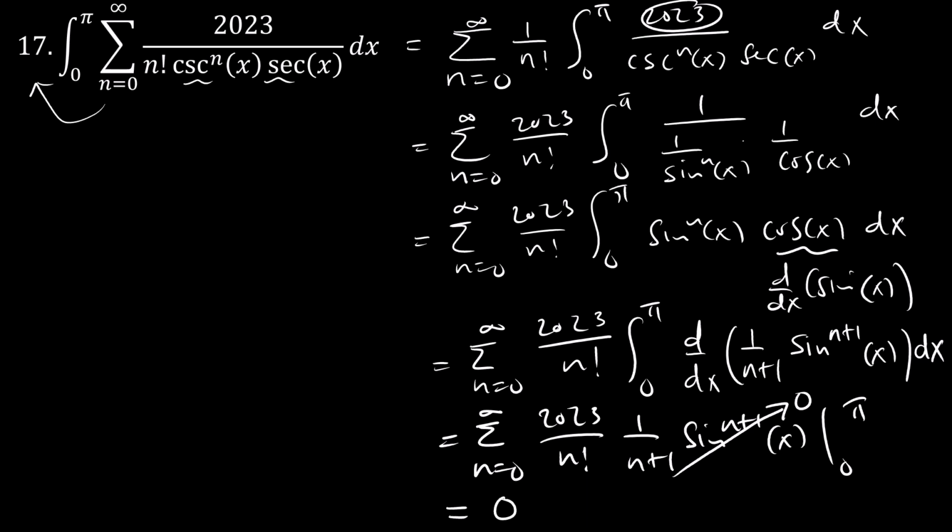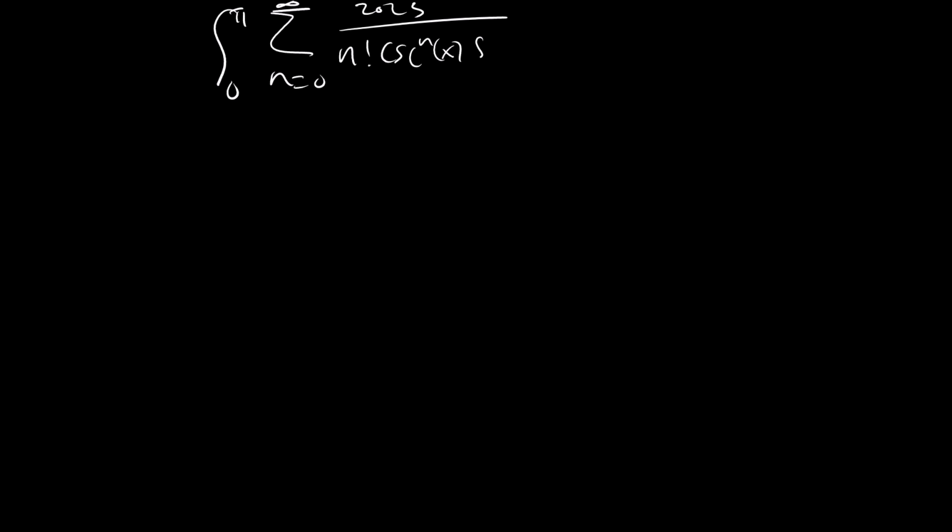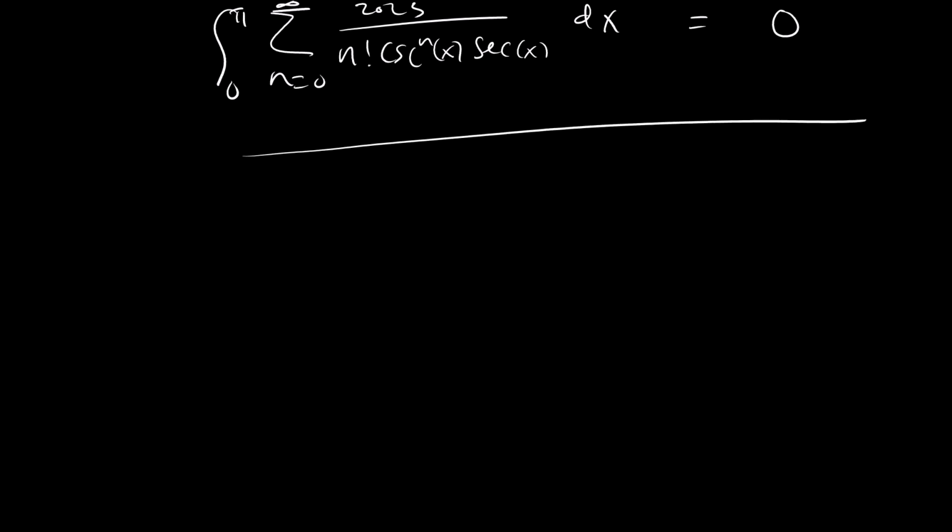So what we're telling ourselves here is that the integral from 0 to pi of the summation from n equals 0 to infinity of 2023 over n factorial times cosecant to the n of x times secant of x is equal to 0. Okay, so moving forward to problem number 18.